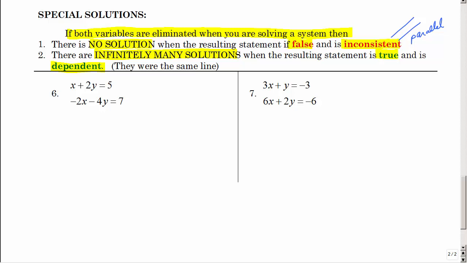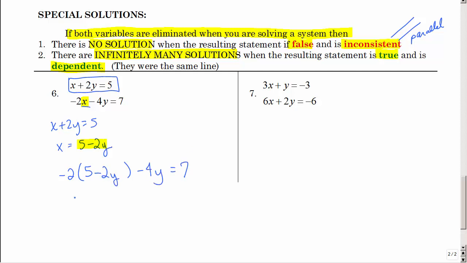So let's look at number 6. It says, choose an equation, choose a variable that has a 1 or a negative 1. Again, that's just to avoid fractions. So I'm going to choose this one, and I'm going to solve for x. So move the 2y to the other side. Then I substitute that back into my other equation. So I have negative 2, and in place of x, I have that. Distribute. Oops, negative times negative is plus.